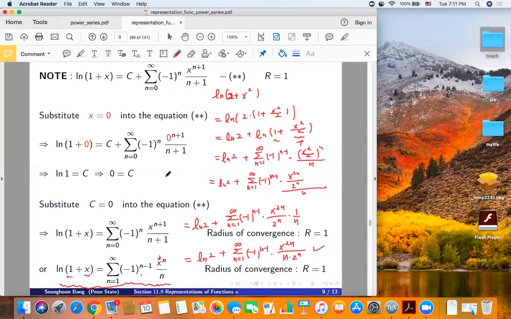So one more. What is the radius of convergence of ln of 2 plus x squared? Do you have any idea? Do you know what the radius of convergence of ln of 2 plus x squared is? Do you know?